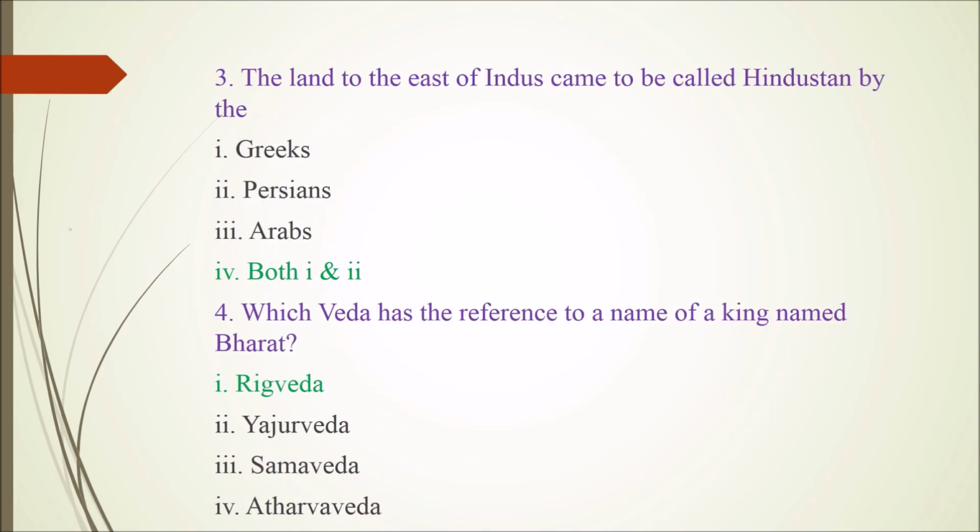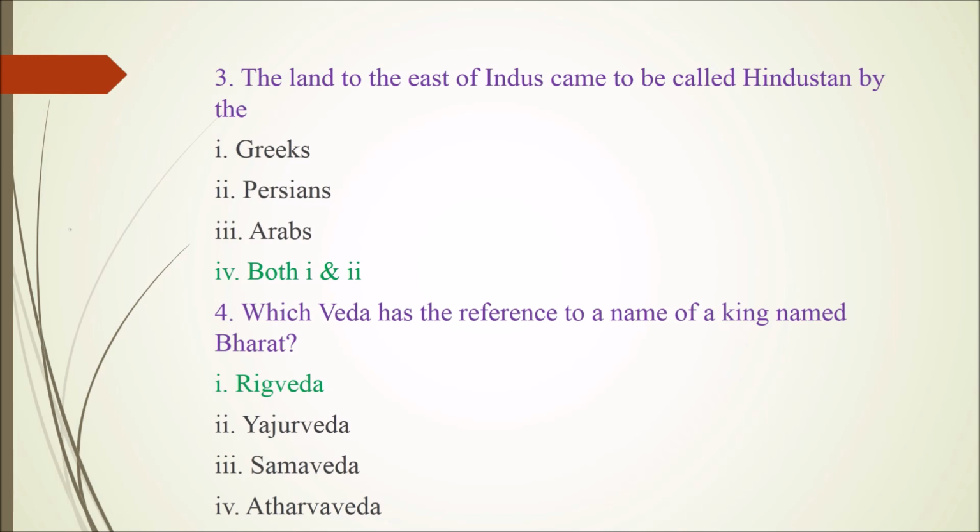Question number 3. The land to the east of Indus came to be called Hindustan by the option number 1 Greeks, option number 2 Persians, option number 3 Arabs, option number 4 both 1 and 2. So the answer is option number 4, both 1 and 2, that is Greeks and Persians.